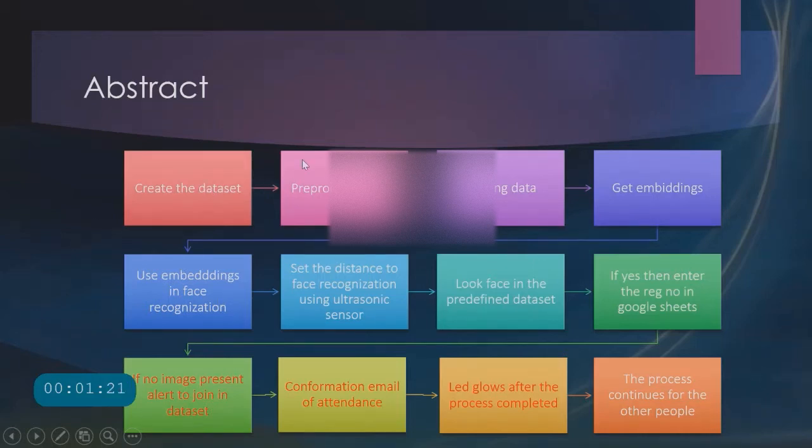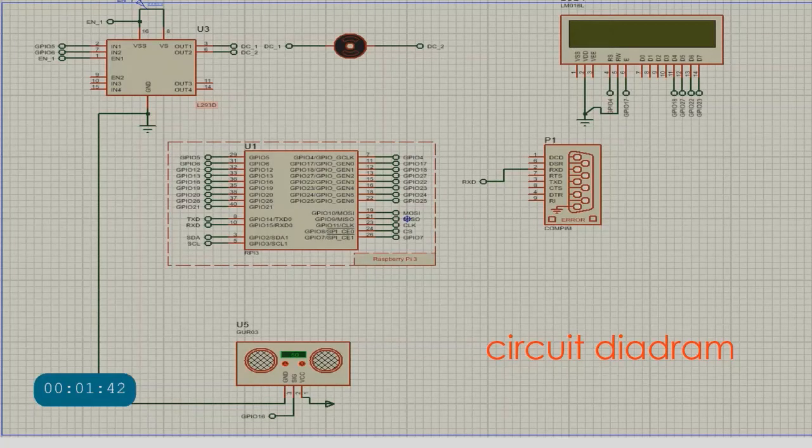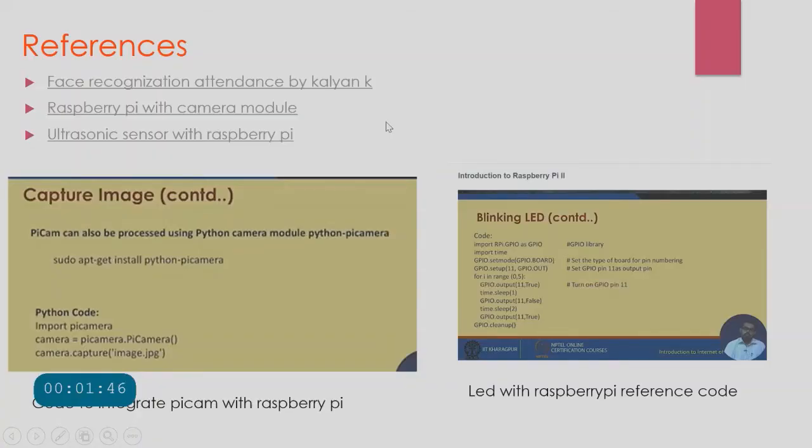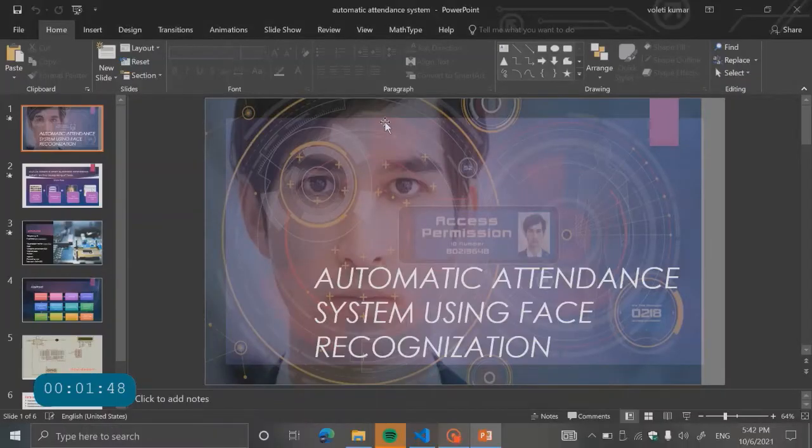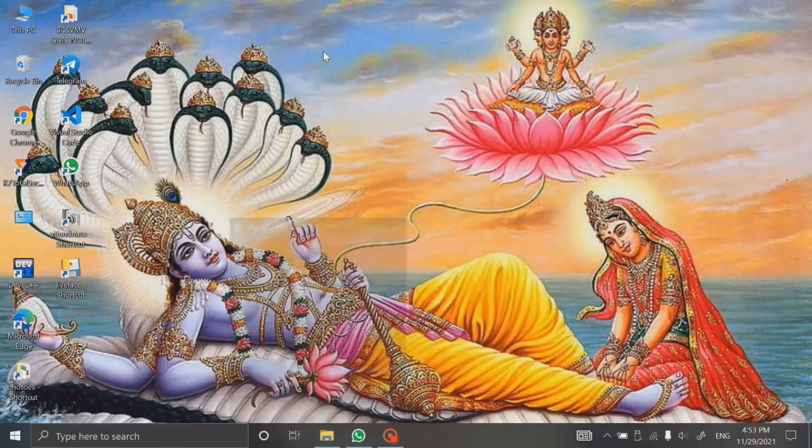Creating the data set, then pre-processing the data, training, and getting embeddings. These workflow steps are all done by the Raspberry Pi, in Python itself. After that is completed, the LED glows or a motor rotates, and then we will move on. This is the block diagram; we will discuss it later. These are the references. Let us go for a demo.